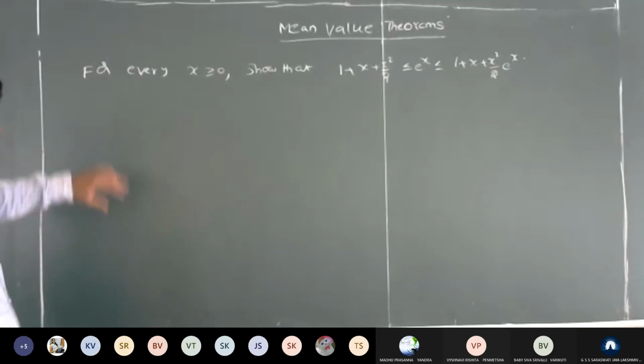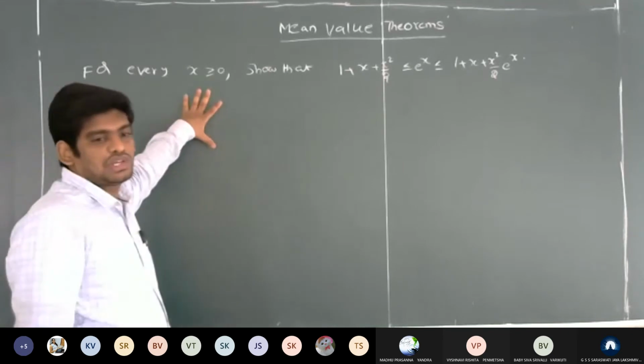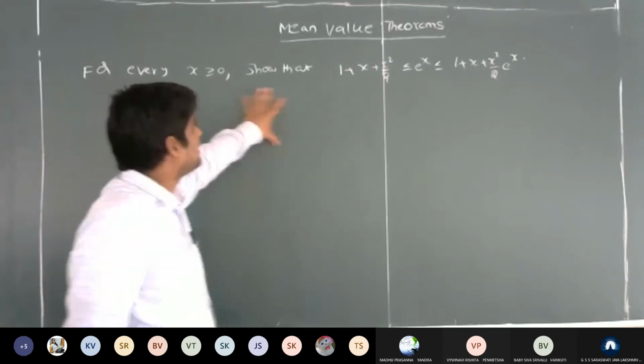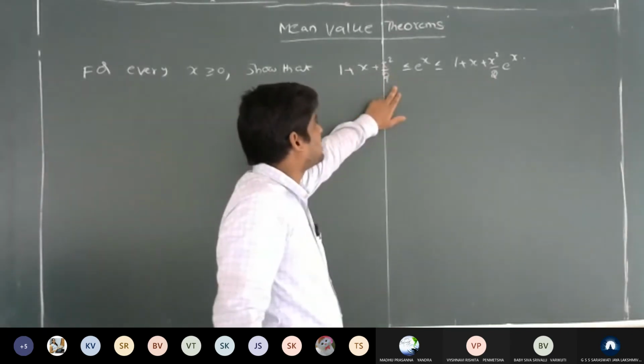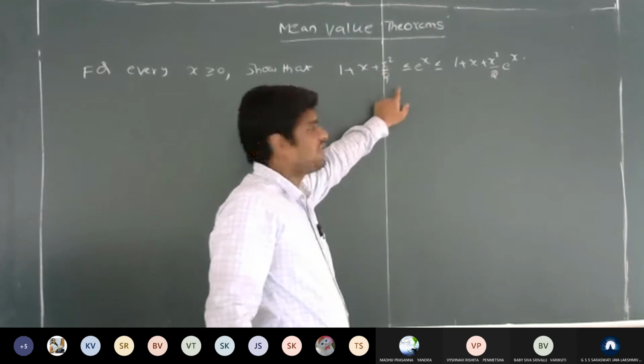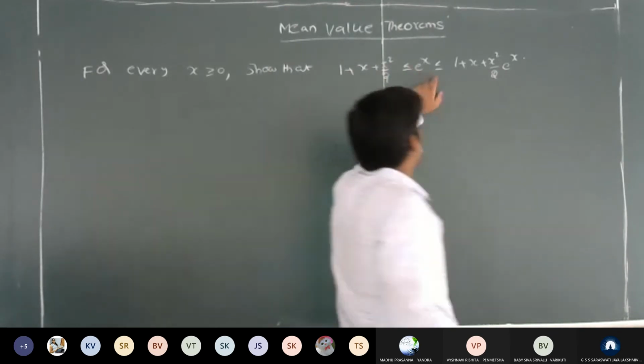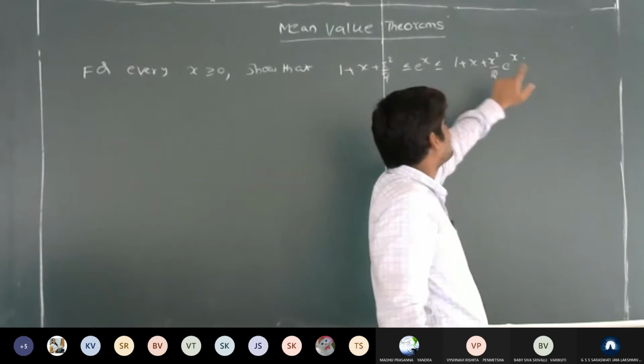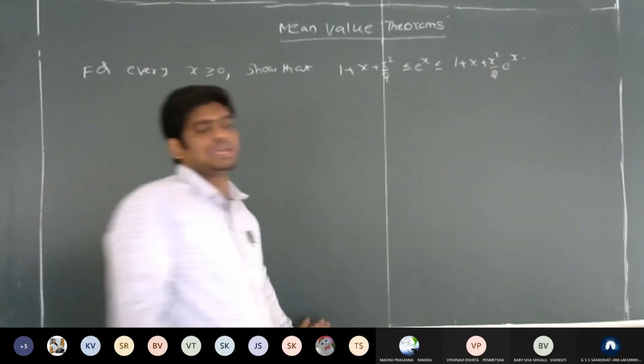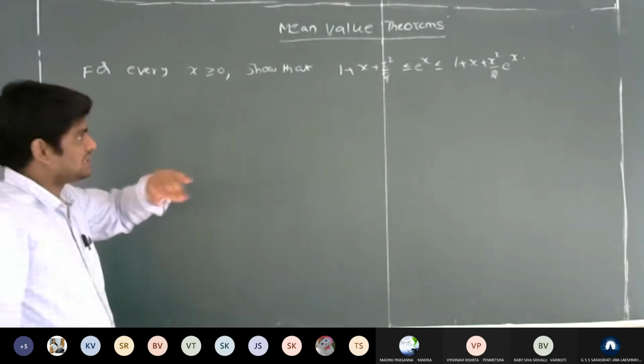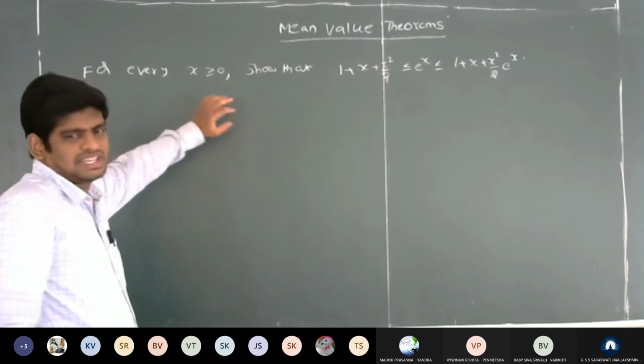Here the question is, for every x greater than or equal to 0, we have to show that 1 plus x square by 2, that means x square by 2 factorial, is less than or equal to e power x, which is less than or equal to 1 plus x square by 2 into e power x. But the question is also a very easy one.